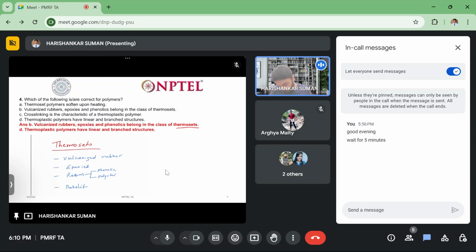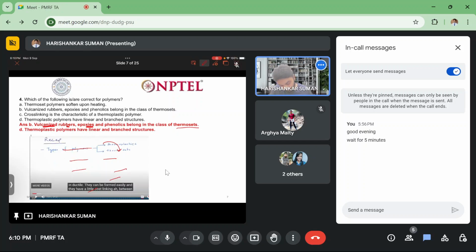We can see thermoset examples: vulcanized rubber, epoxies. So this is vulcanized rubber, epoxy, phenolics, polyester, and bakelite are examples of thermosets. Type of polymer: thermoplastic and thermosets. Thermoplastic polymers have linear and branched structures also.